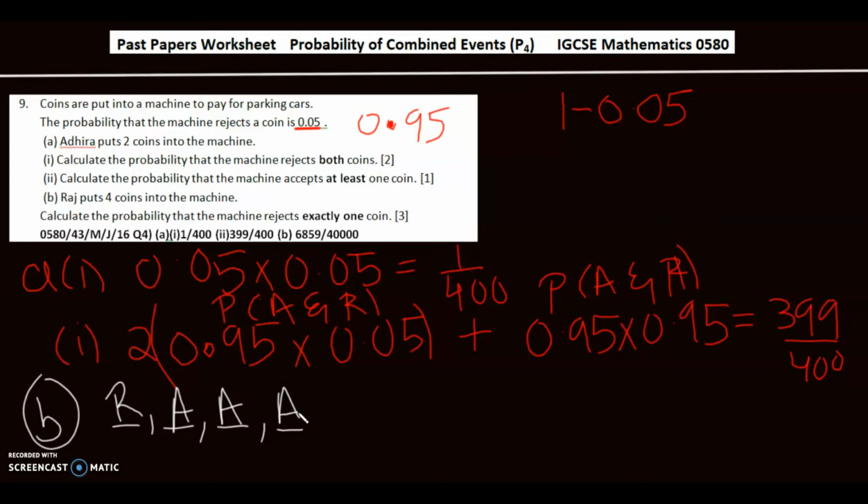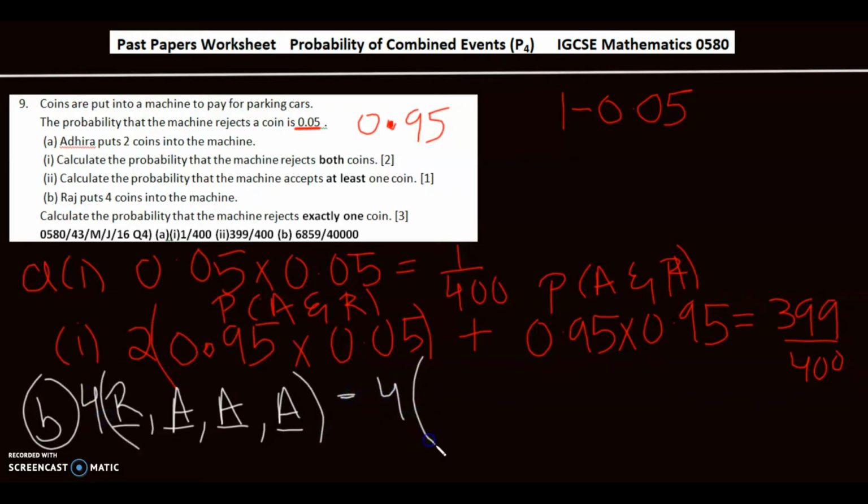Reject, accept, accept, accept is the first case, then accept, reject, accept, accept, then accept, accept, reject, accept, and then the final case is that the first 3 get accepted, accept, accept, accept, and the last one gets rejected. So there are 4 such cases, so I multiply this with 4.